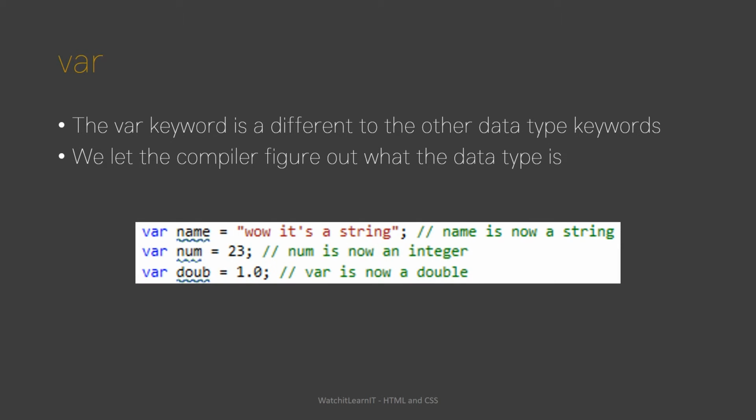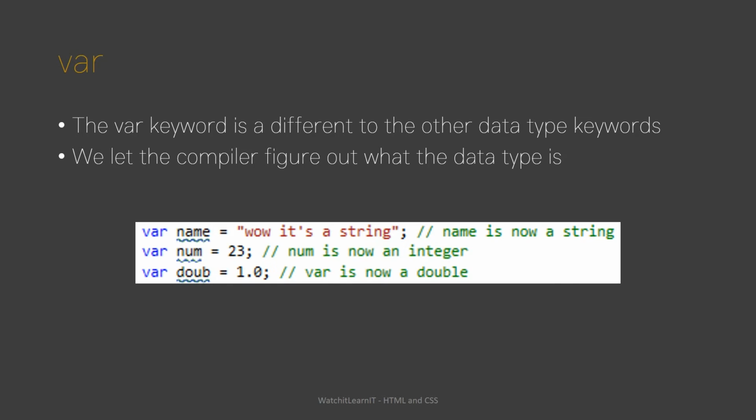Here's an example where we've got var name, var num, and var dub, and name, num, and dub are just identifiers I made up. We could have called them anything. As you can see, at one point I pass name a string, I pass it a number, and I pass it a fractional number. The compiler will then work out that name is actually a string, num is actually probably an integer, and dub is probably a double. Okay? So the compiler will do some of the work.